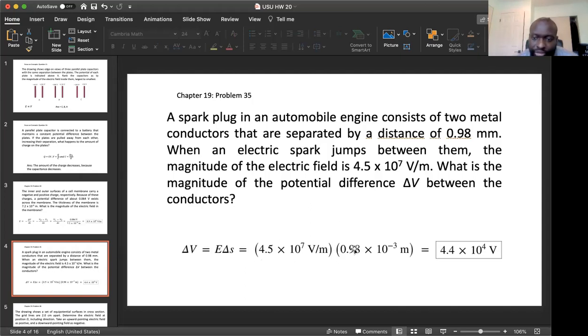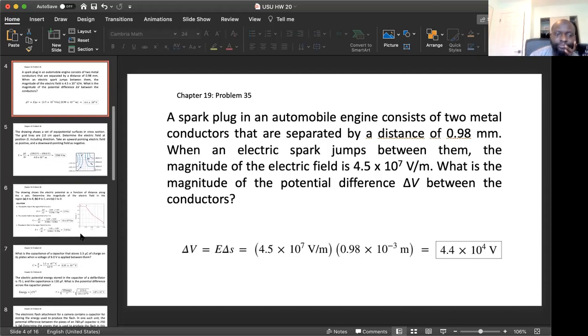And we are given the magnitude. This delta V, the change in potential difference, can just be gotten from here: 4.5 times 10 to the power 7 multiplied by the separation. And that gives us 4.4 times 10 to the 4 volts.